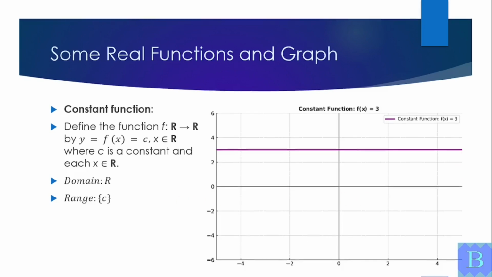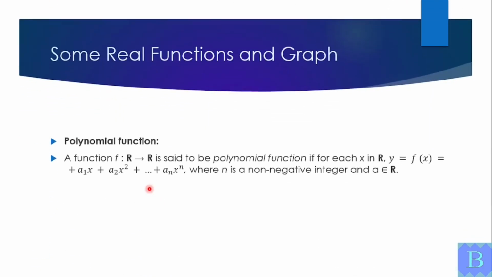3. Polynomial function. Defined as f(x) = a0 + a1x + a2x² + ... + anxⁿ, where n is a non-negative integer and coefficients are real numbers.